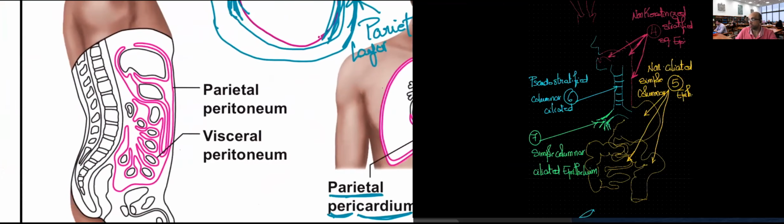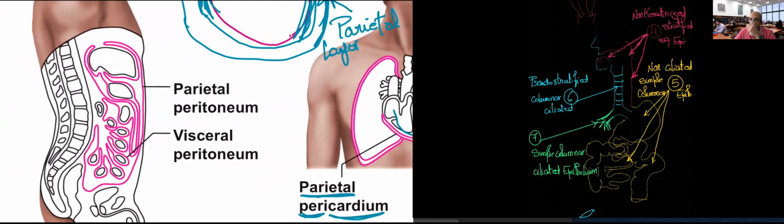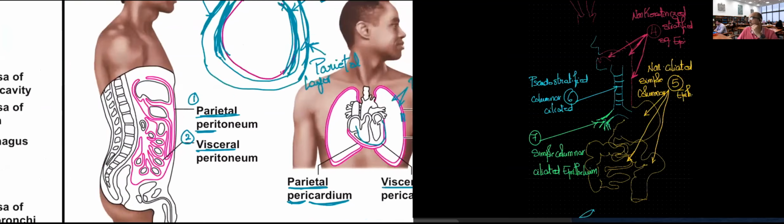Also, we've got another famous serous membrane, this time in the abdominal cavity. And this is going to be my peritoneum. Again, I have two layers: parietal, lining the abdominal cavity from inside, and visceral, covering the abdominal organs from outside. So those are going to be the two layers of my peritoneum. So I've got parietal peritoneum and visceral peritoneum.